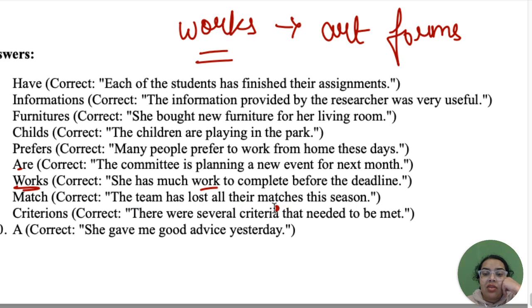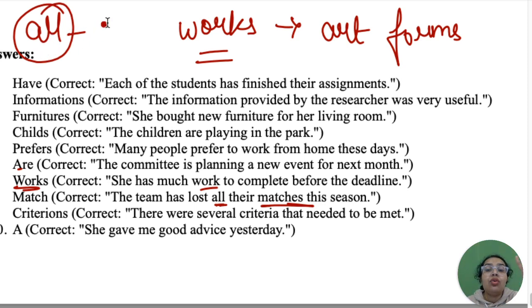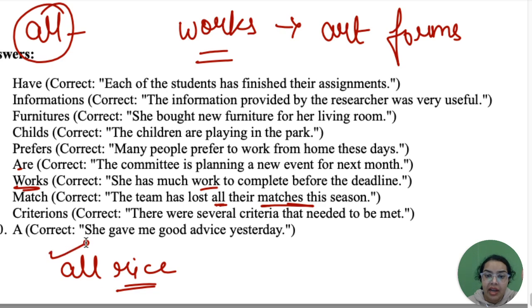The team has lost all their matches. I'm using all. You use all with anything that can be pluralized, you always use plural. All can also be used with any noun which is uncountable. So, he finished all rice on his plate. In that case, rice is uncountable. You can say that. But this is a word which can have a plural, right? Match, matches. So if it is a countable noun with all, it will be plural.